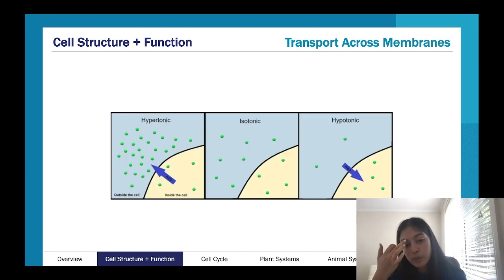Okay, so in terms of osmosis and what direction things go, you have your hypertonic, your isotonic, your hypotonic. For this diagram, this is inside.